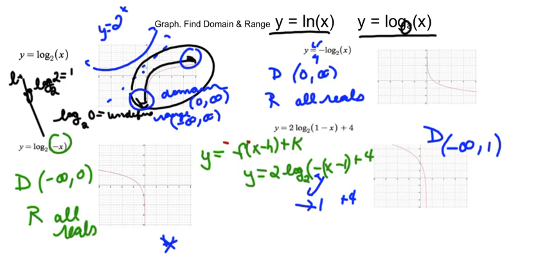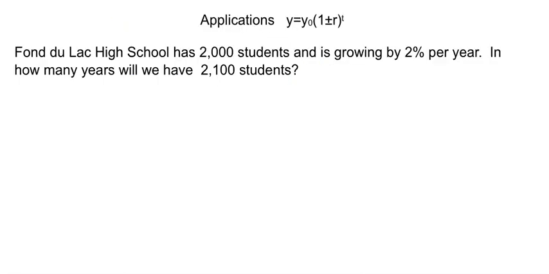The range goes forever up and down, so that's not going to change. That is going to be all reals, or from negative infinity to infinity. But you're going to notice a lot of the graphs follow that same shift pattern. Hopefully you remember that shift pattern from that trigonometric unit.